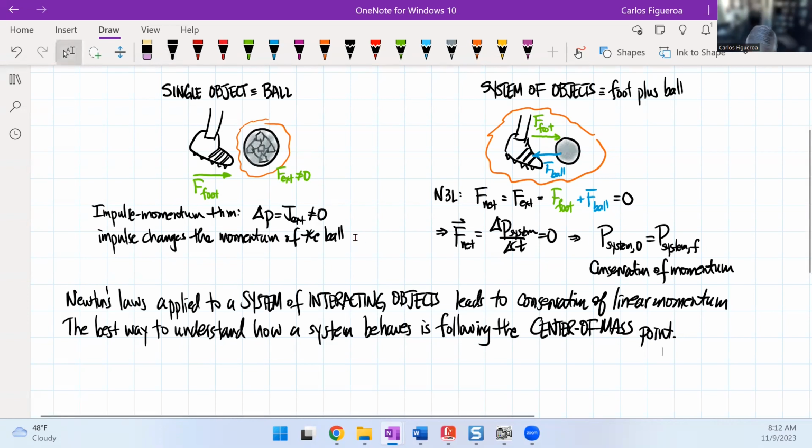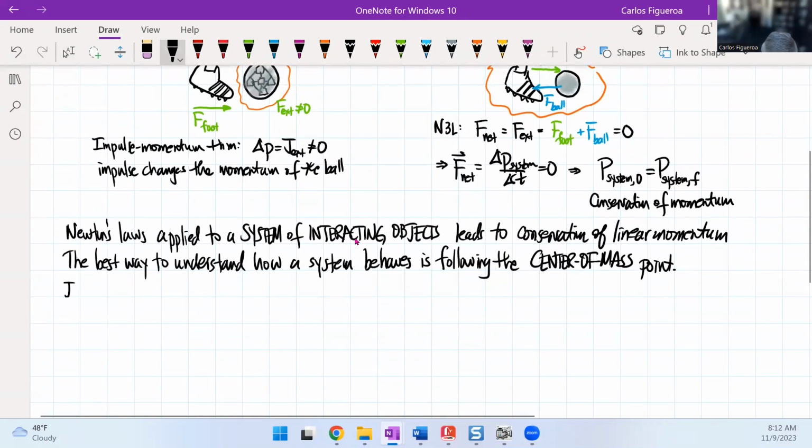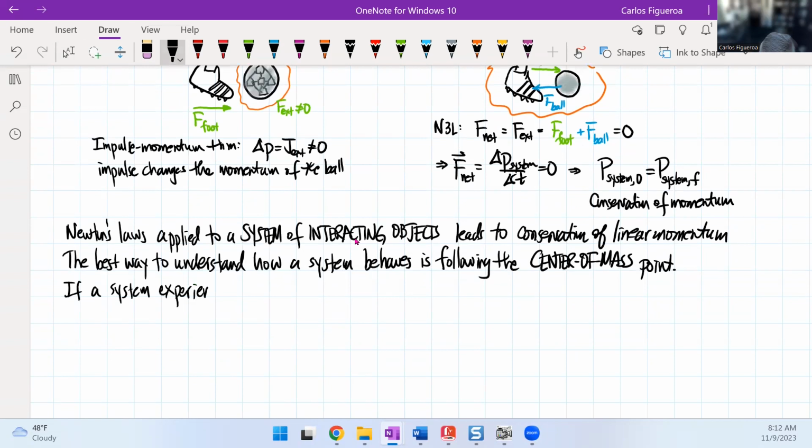And here's what we know, that if a system experiences an external force that's not equal to 0, then what it tells me here is that the system has parameters. It has a center of mass position, it has a velocity center of mass, and it has an acceleration center of mass. And as a consequence, it follows all of the things that we did before.